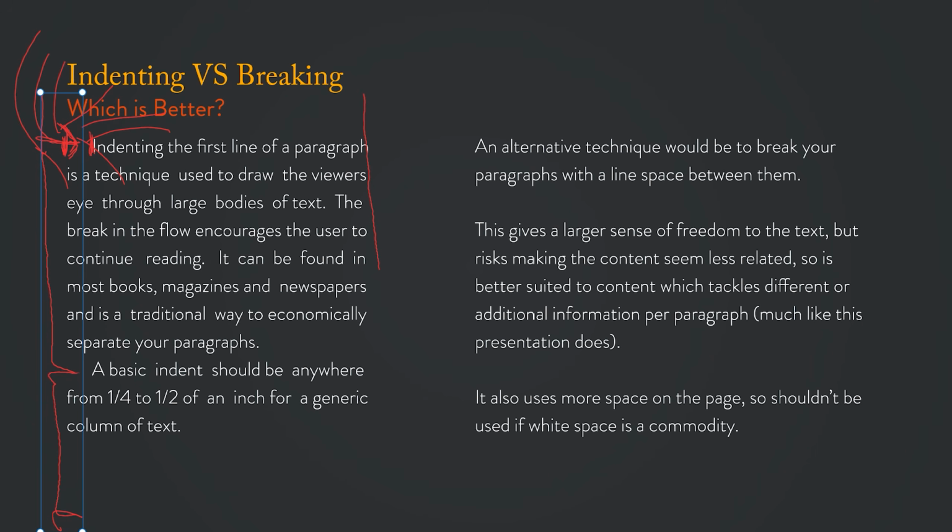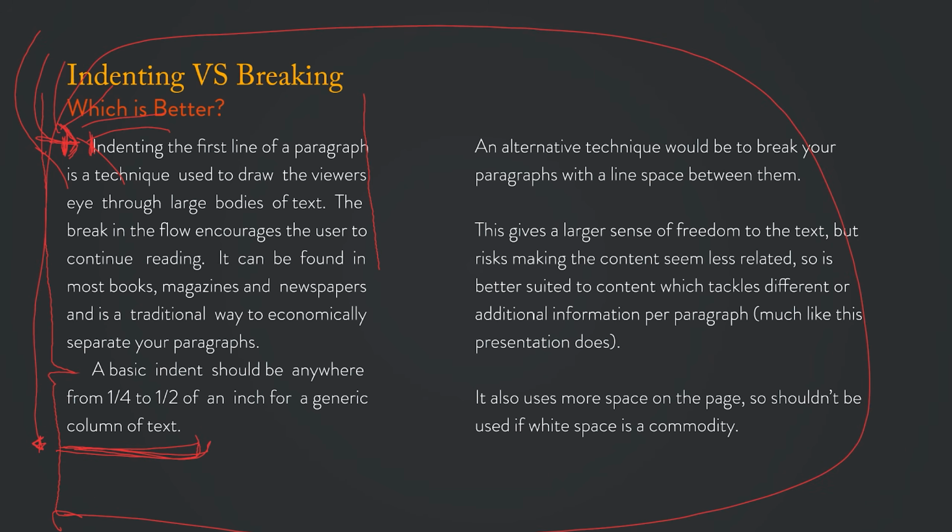Yeah. What do you do when you come to the end of this? You take a break, you stop reading, and you consider the document again as a whole, and then you go, oh, there's more content over here. You might do that at the end of every single paragraph, unless you indent. Okay. A basic indent should be anywhere between 1/4 to 1/2 of an inch in a generic column of text. Yeah, like in a normal 12-point column of text.